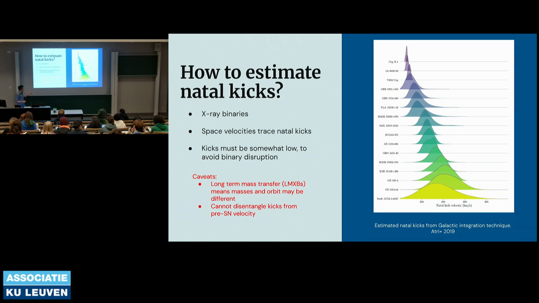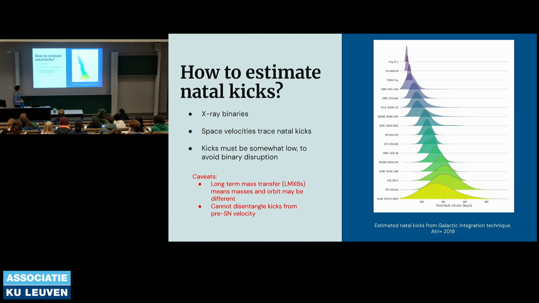But the caveat with this is that you're not really constraining the kick directly, because even if you play the whole system back in time and you say, okay, the supernova happened at this crossing, we think, and it had this velocity right afterward, you can't disentangle the effect of the kick from the velocity that the system might have had beforehand. If it had any initial velocity, that's added together with the kick, and so you can't disentangle those two processes.